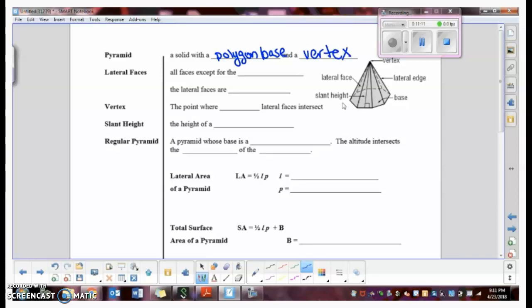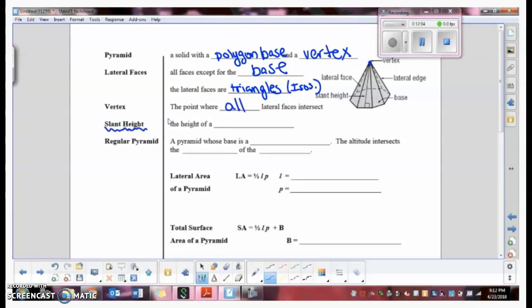I'm sure you guys have all seen these in your elementary school social studies class with the Egyptian pyramids. But in geometry terms, it's just a shape that has a base that's a polygon and then a vertex at the top. So all the edges basically meet at one point at the top. So all of the faces are going to be lateral faces, and then we have a base at the bottom. The lateral faces end up being triangles because they connect two vertices at the base, and then they have one vertex at the top.